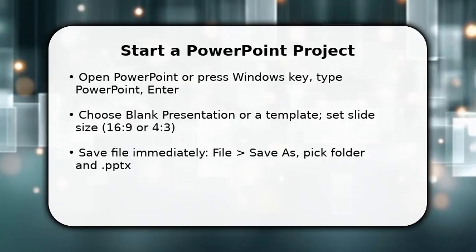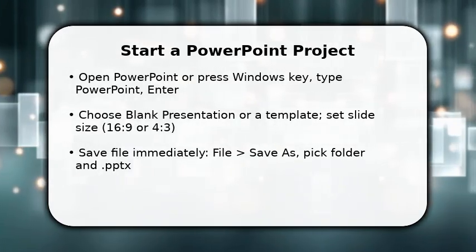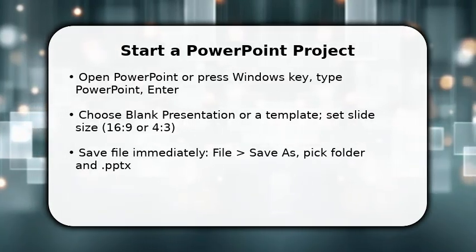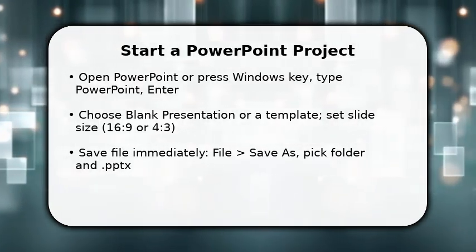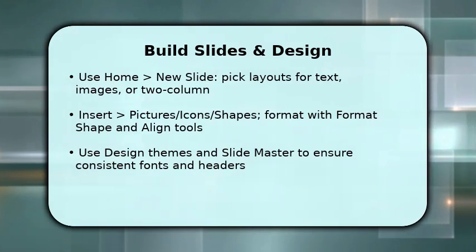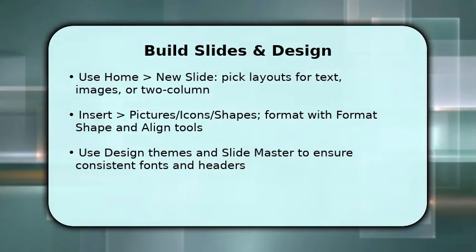Next, add a title slide. Click the placeholder text and type. This first save and title step prevents accidental closure loss and organizes your work before you build content. Once you have a title, add content slides and choose appropriate layouts to match your message.